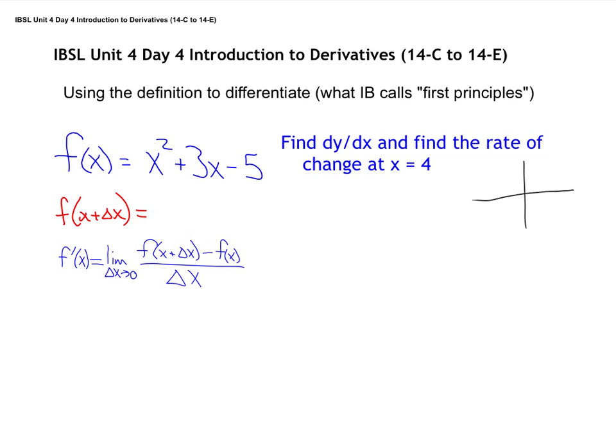Okay? We want to find the rate of change at x equals 4. Now this has a y-intercept at -5.